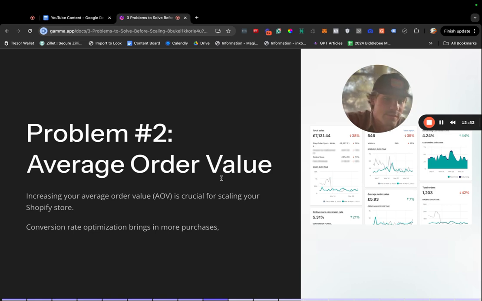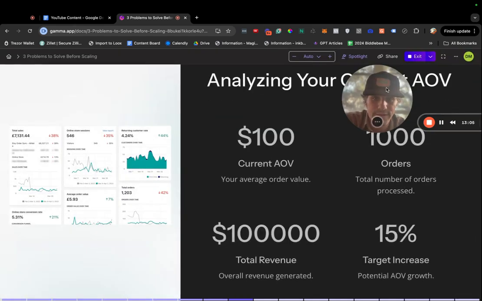Problem number 2 is going to be fixing your AOV. Okay, so conversion rate obviously is going to bring in more purchases. Average order value is going to be what maximizes on those purchases. So fixing this is extremely important.